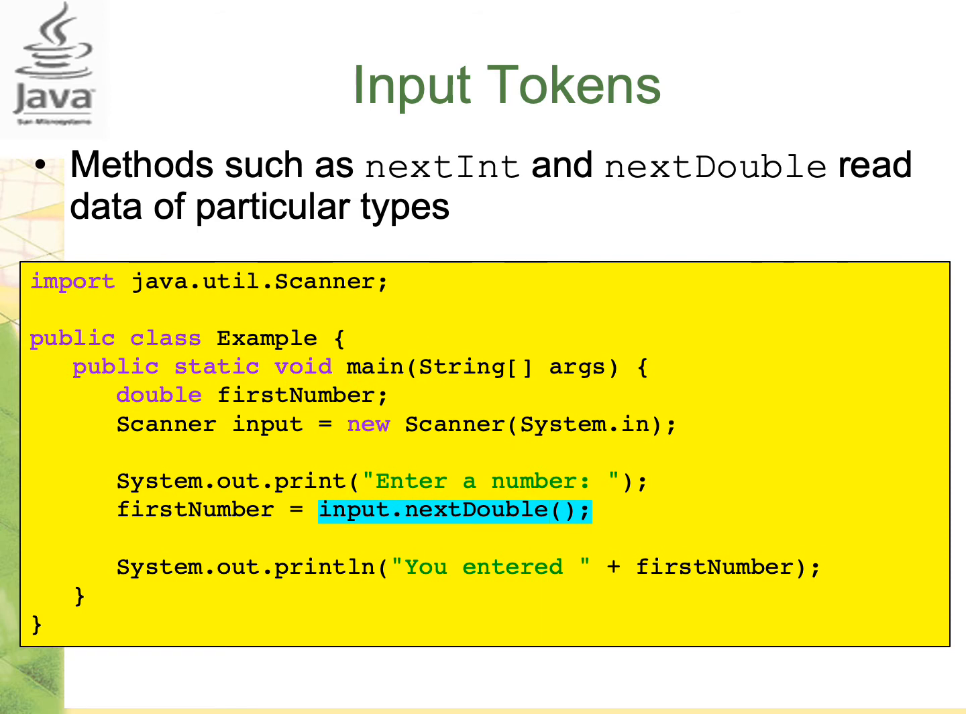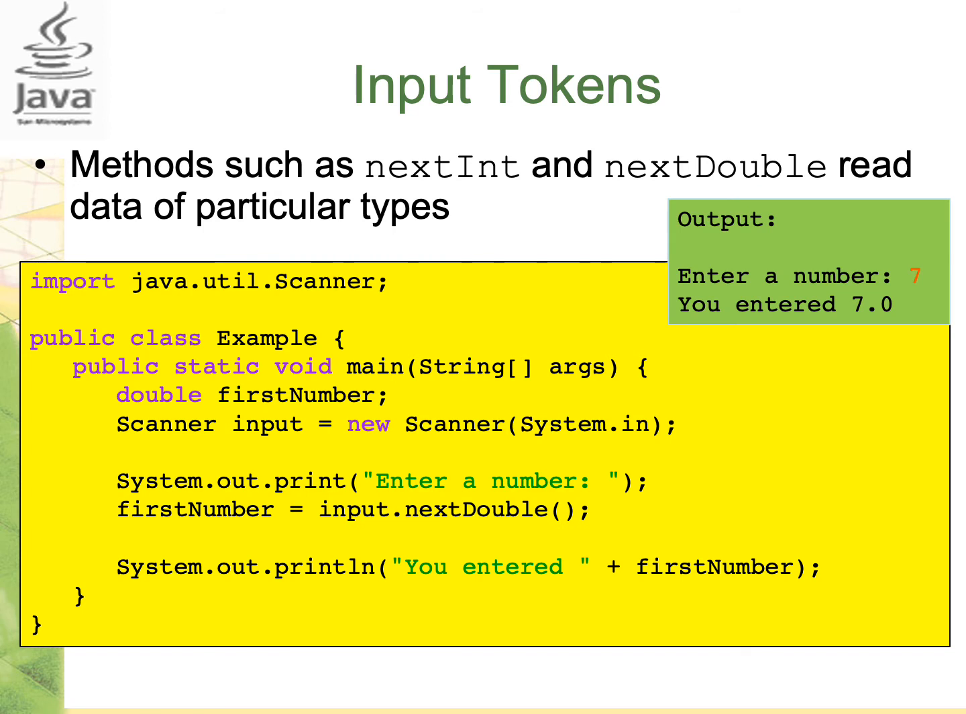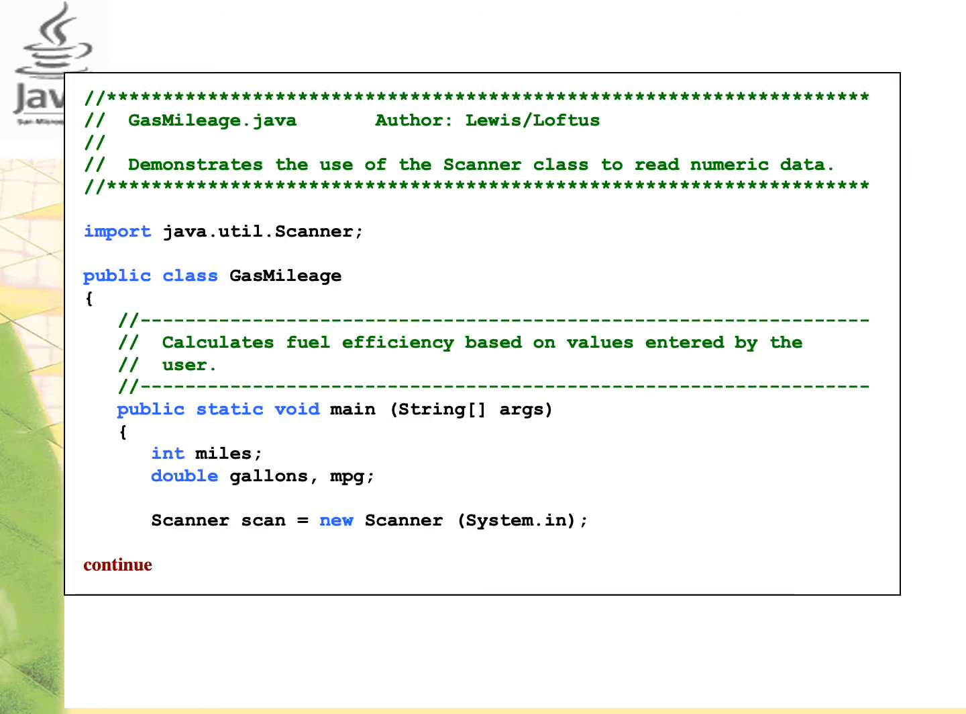What do you think the output will be if instead of using nextInt, we use nextDouble and we enter the value 7? Is it valid? Because we declared our firstNumber as double as well, this is valid. So when we enter 7, it will display it as 7.0.